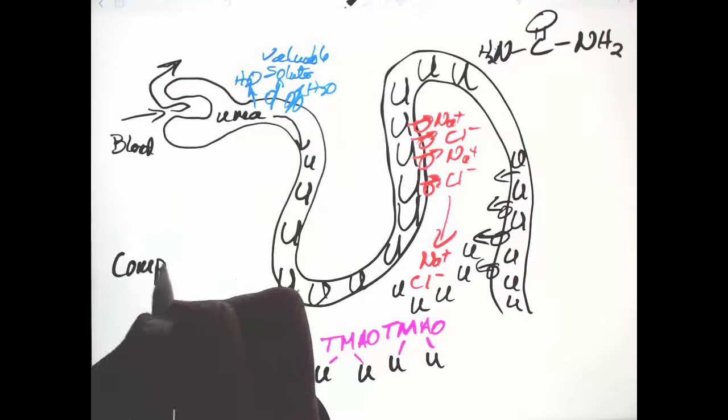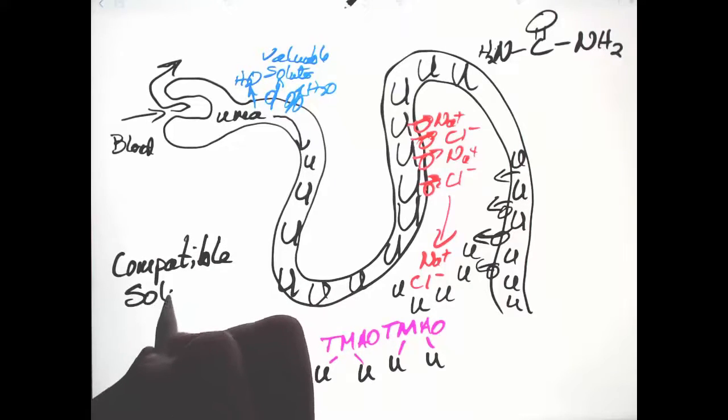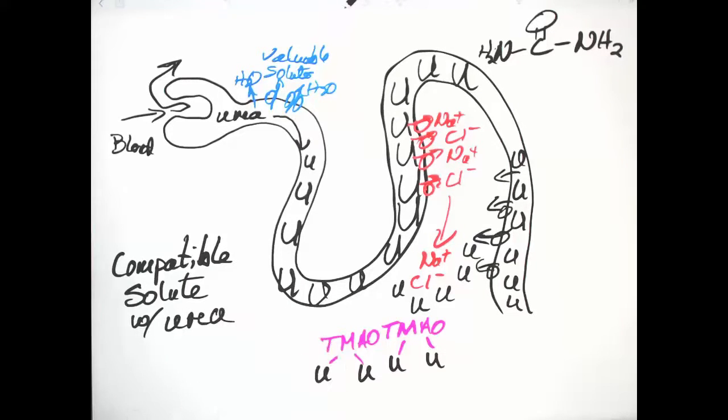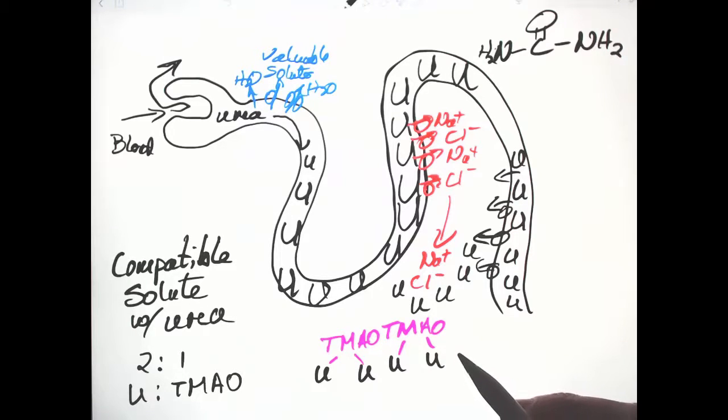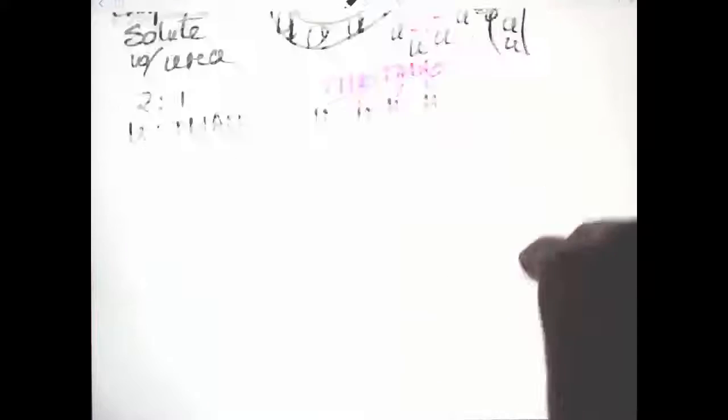TMAO is a compatible solute with urea. And in fact, that 2-to-1 ratio of urea to TMAO is very well known as a protective effect. TMAO is one of many compatible solutes that include amino acids like proline and quite a few other molecules. Often those compatible solutes are compatible with specific other molecules. TMAO and urea is a particularly good example. I'll talk now about how compatible solutes work, and first I need to talk about denaturation of a protein.